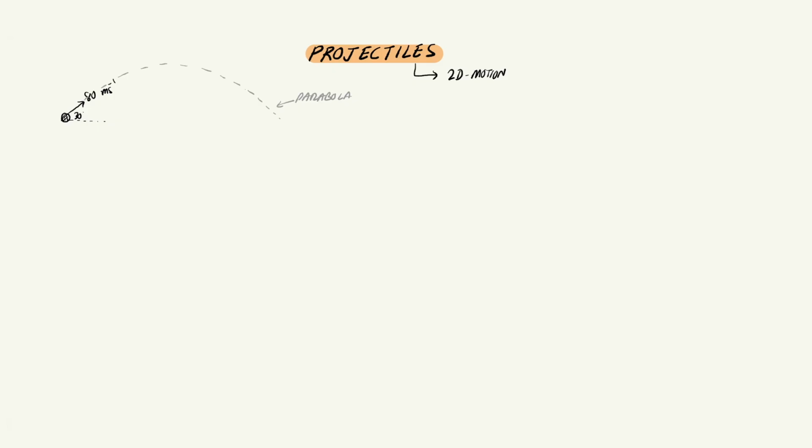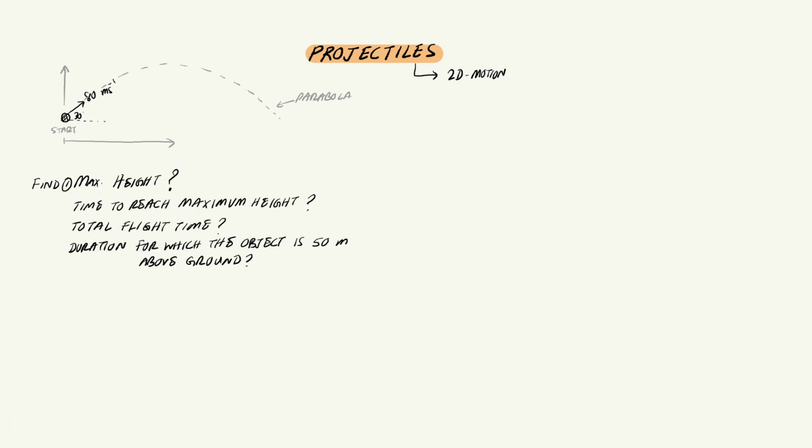The kinds of questions you'll be asked here are similar to what we've already covered in motion upwards. But now, because we've genuinely got two dimensions, there's one new question added on top. Let's list them out. Find 1. Maximum height. 2. Time to reach maximum height. 3. Total flight time. 4. The duration for which the object is 50 meters above the ground. 5. And new to this topic, the range. The range is the horizontal distance the object travels, from where it launches to where it lands. On our diagram, that's this distance here along the ground.